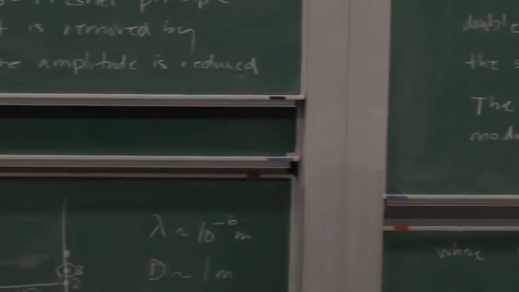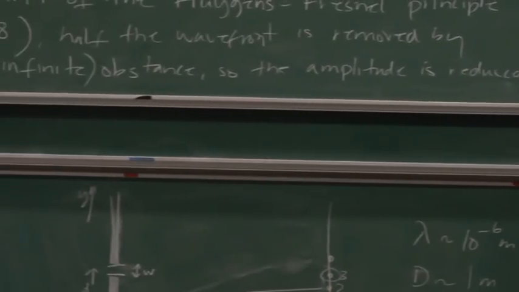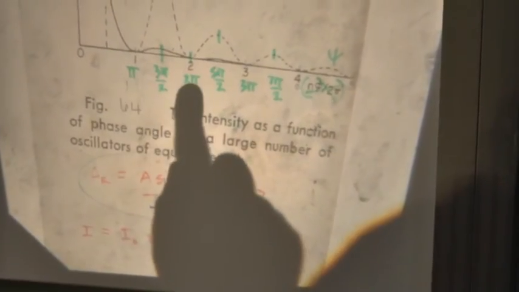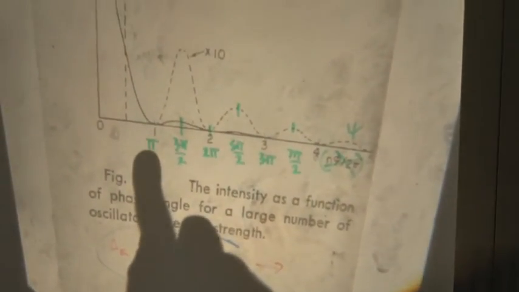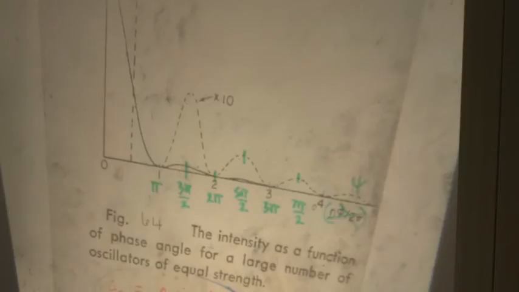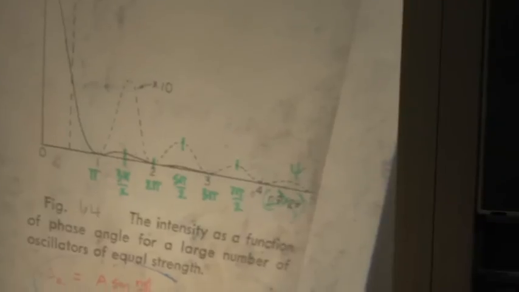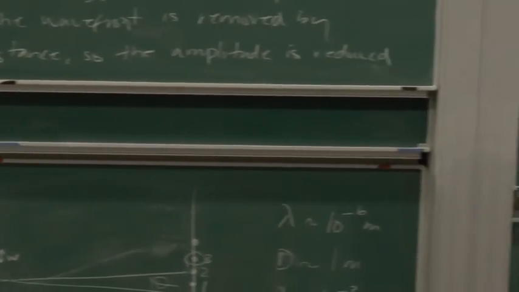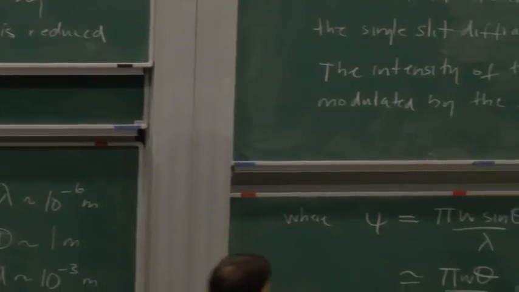This function, the sinc function, which is plotted in effect in figure 64, I've relabeled the axes, you'll see it's got its minima, its zeros, precisely where psi is an integral multiple of pi. So the zeros of this function in phase angle are at pi and 2 pi. So in other words, note that psi is equal to pi w theta over lambda for small angles. And we'll make this equation 2. Yeah?